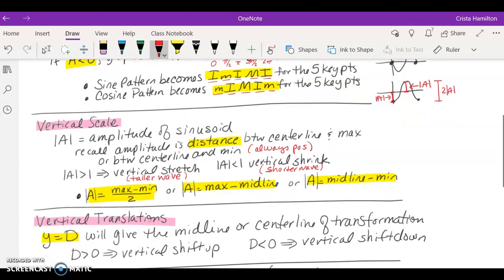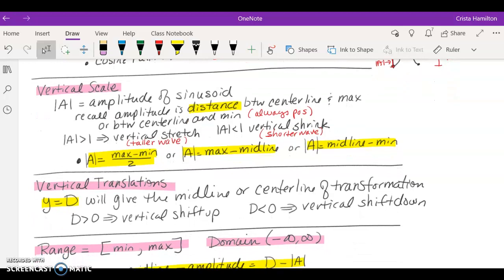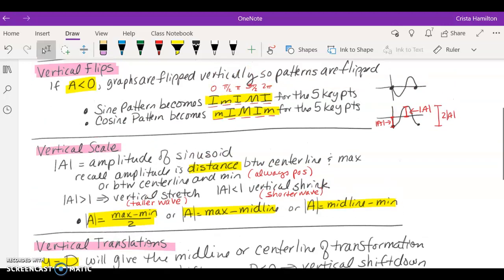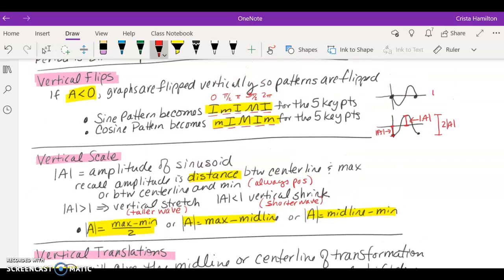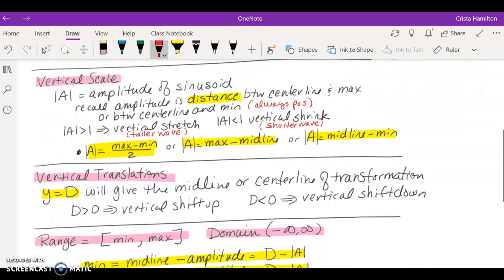All right, the next thing that we look at in terms of the graph is your vertical translations. So the number that's being added at the end is going to give you where the midline or your center line of your transformation is. So it's going to shift it up or it's going to shift it down. Up here right now, the current midline for these graphs was y equal to 0 or the x-axis. And that's true for both of these before you shift it. So the D is going to change where that midline is.